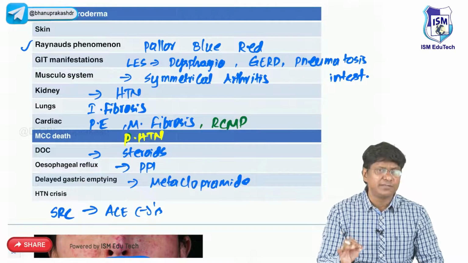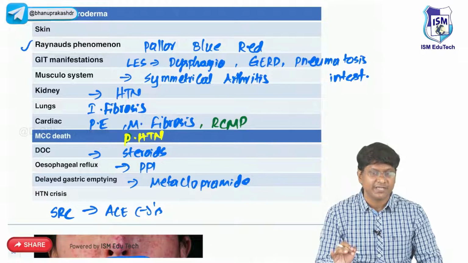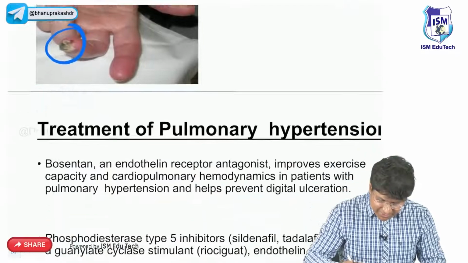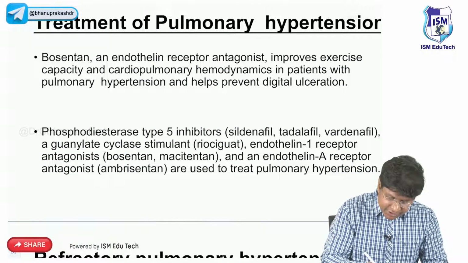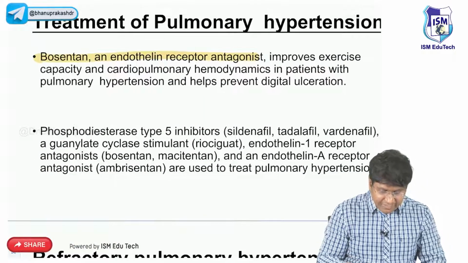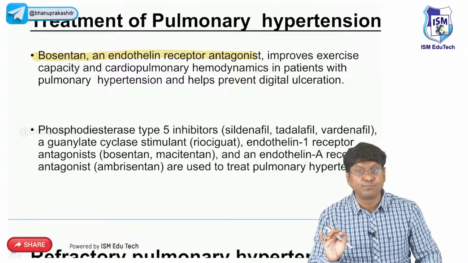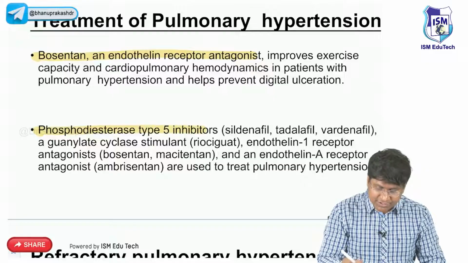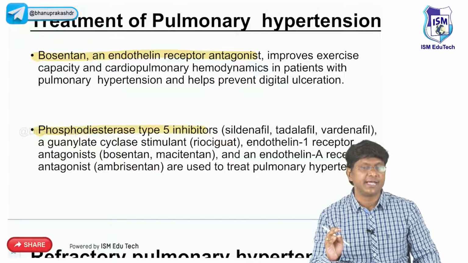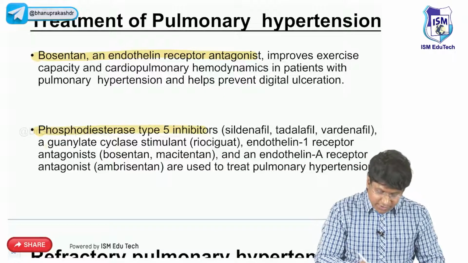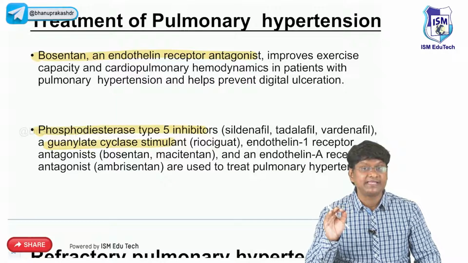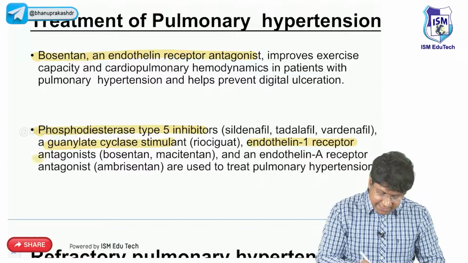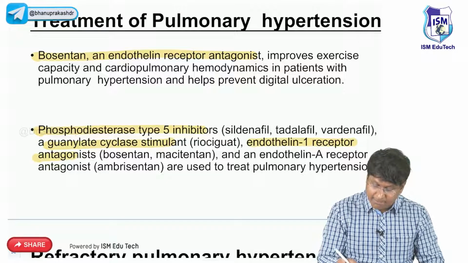And one more important point in scleroderma that you need to be very much aware of is, what is the cause of death? Pulmonary hypertension. So what are the drugs that you need to give for treating this pulmonary hypertension? You need to give endothelin receptor antagonist, that is bosentan, and the alternative drugs are the phosphodiesterase 5 inhibitors, that is sildenafil, tadalafil, or vardenafil, or your sGC, that is guanylate cyclase stimulant, that is riociguat, and endothelin 1 receptor antagonist, that is bosentan or macitentan.